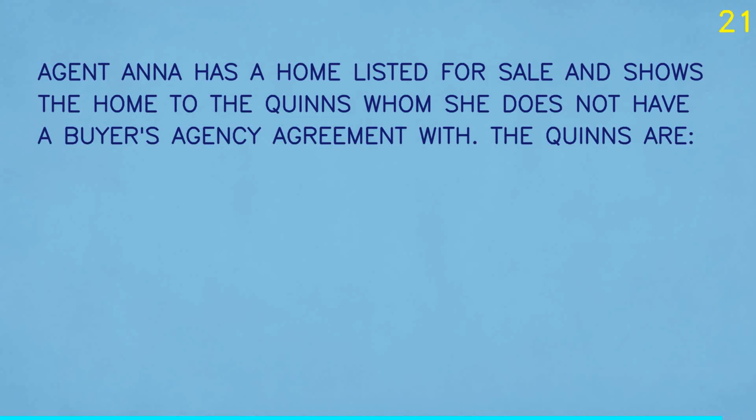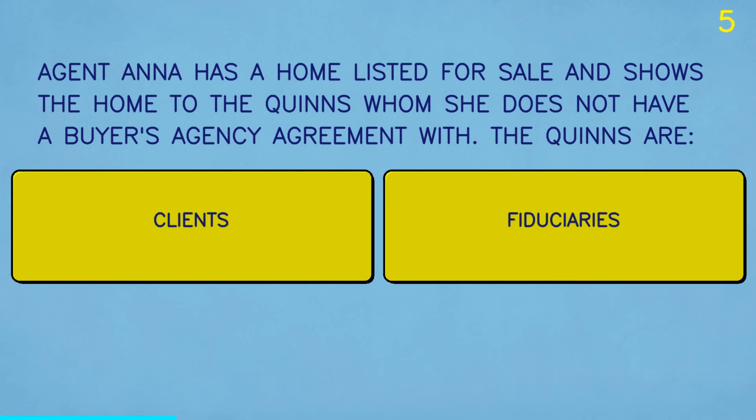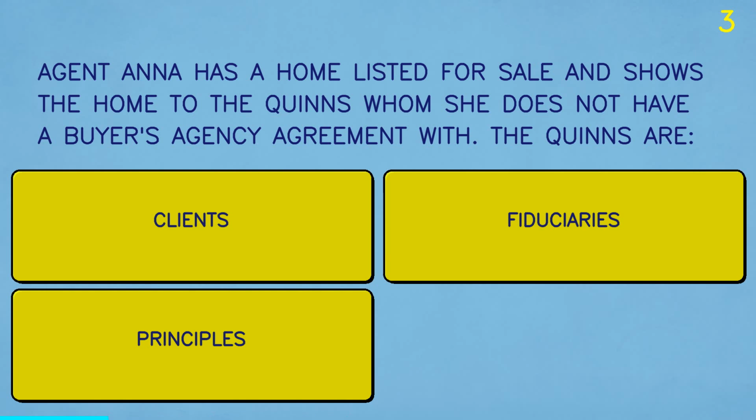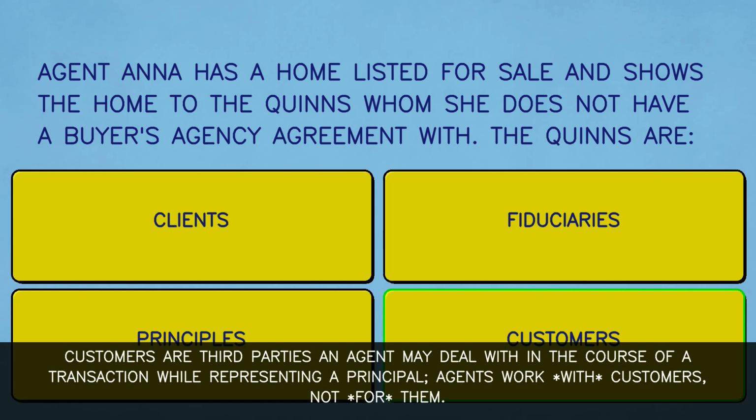Question 1. Agent Anna has a home listed for sale and shows the home to the Quinns, whom she does not have a buyer's agency agreement with. The Quinns are A. Clients, B. Fiduciaries, C. Principals, D. Customers. The correct answer is customers. Customers are third parties an agent may deal with in the course of a transaction while representing a principal. Agents work with customers, not for.